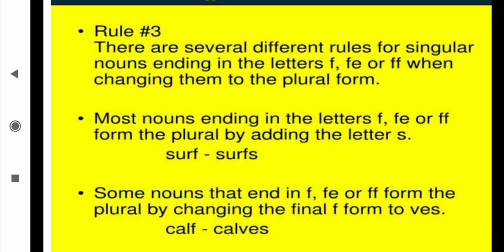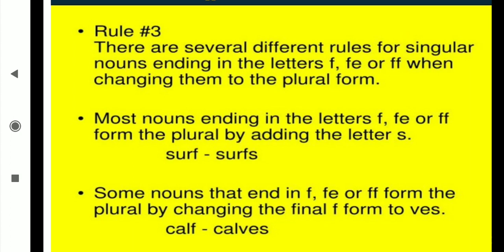What is the next rule? There are several different rules for singular nouns ending in the letters f, fe or ff. Now which words end with f, otherwise fe, otherwise ff? There are two rules for that. What is the first rule? Most nouns ending in the letters f, fe or ff form the plural by adding the letter s.